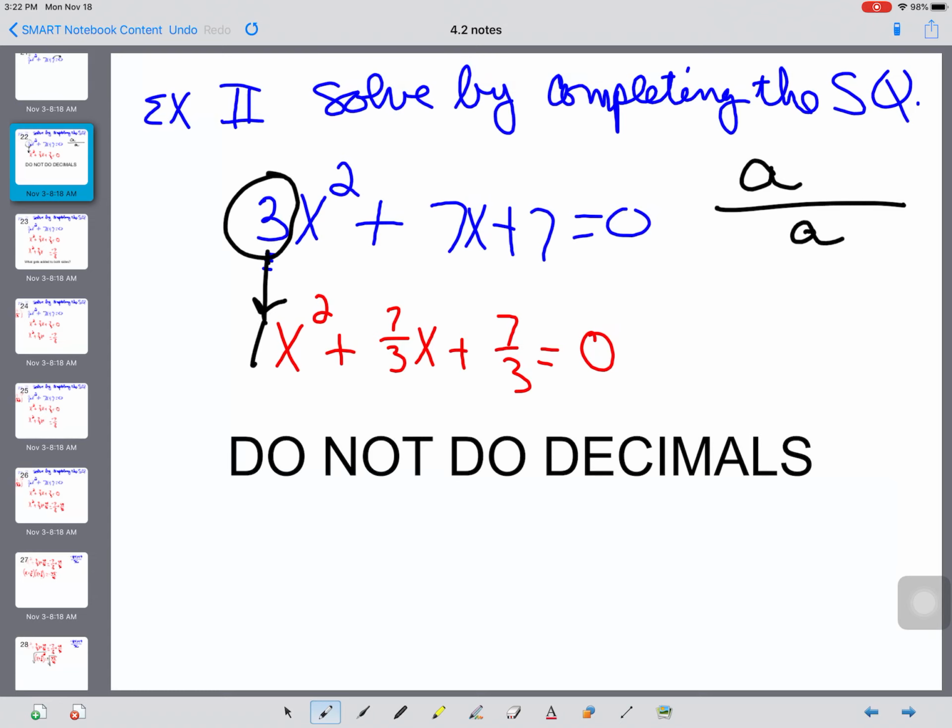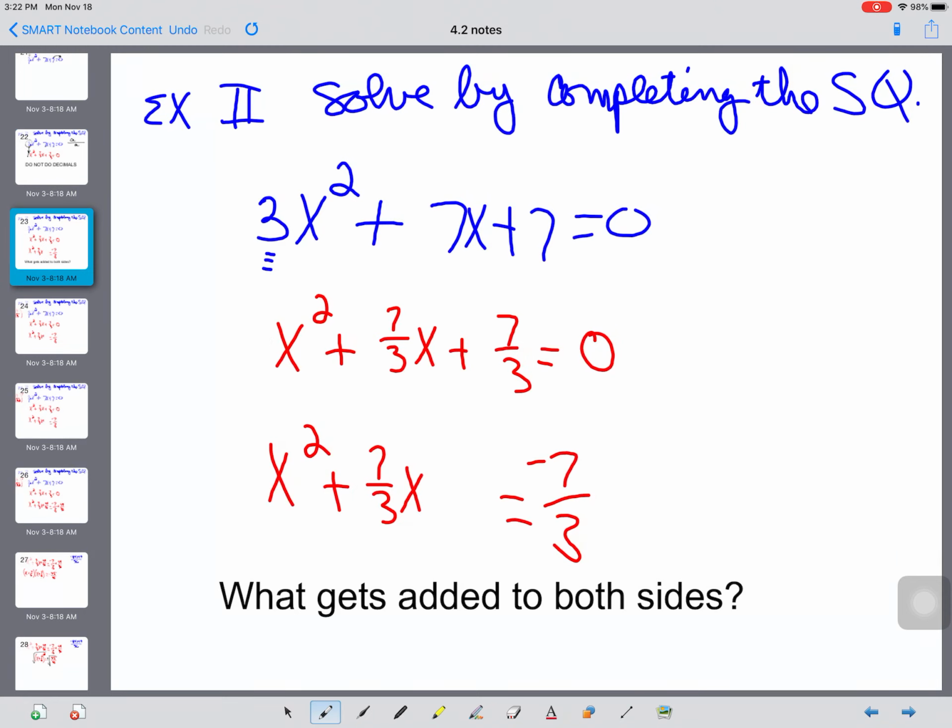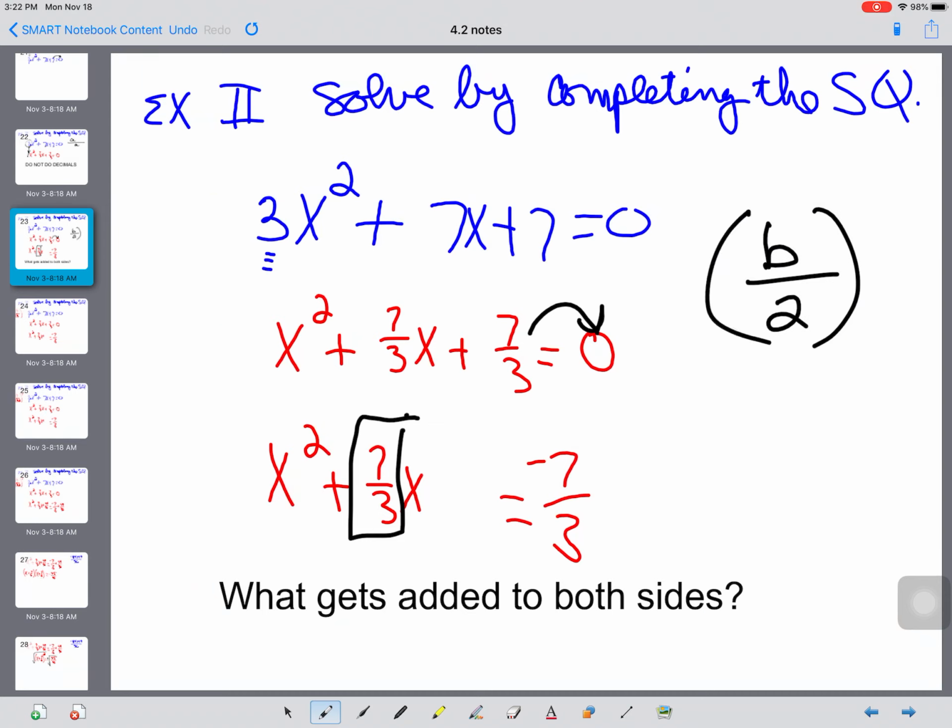So 3 divided by 3 is 1, 7 divided by 3 is 7/3, and 7 divided by 3 is 7/3 again. Now, take the constant to the other side like I did before, and figure out what gets added to both sides. It was half of b squared. Now let me remind you how you take half a number. Oh look, you put a 2 in the denominator. So half of 10, put a 2 in the denominator.